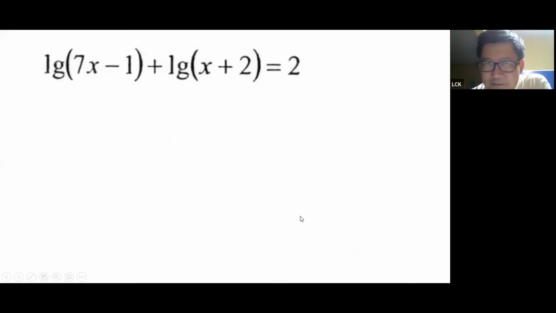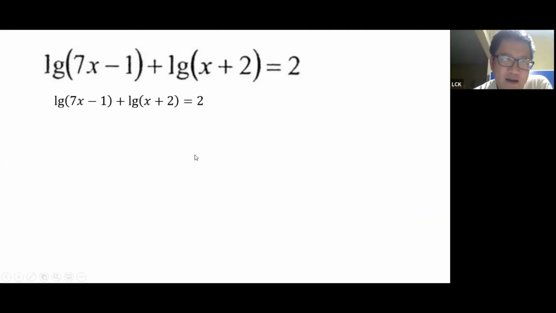This is the second part of the question. And again, it's simple. So you have log base 10 of 7x minus 1 plus log base 10 of x plus 2 equals 2. It's already neat, and this is shouting at you to multiply it. So that's what I'm going to do. I'm going to multiply this thing.